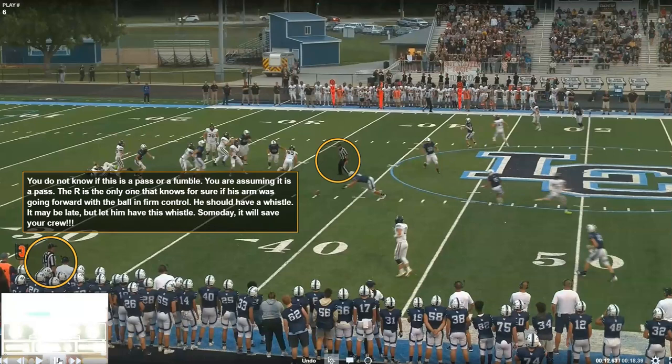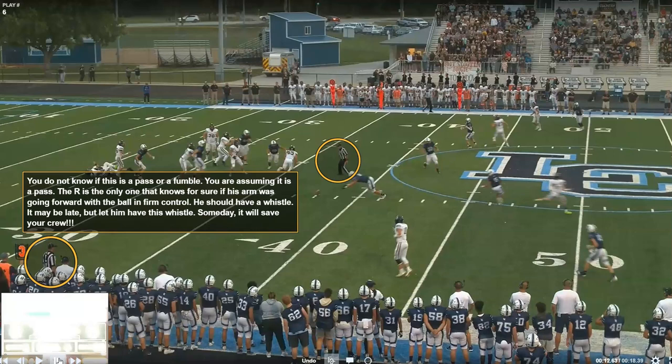You can always come back and just say, after discussion with the crew, we have an incomplete pass. Okay? But if you don't do it that way, someday this is going to bite you in the butt because you're going to have someone blowing this dead. And after the fact, when Team B recovers it, then all of a sudden you're going to have a coach going nuts because he knows that was a fumble.